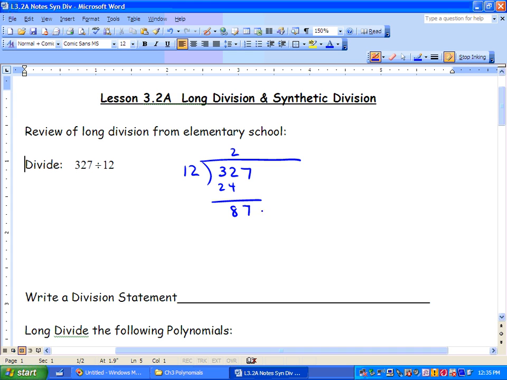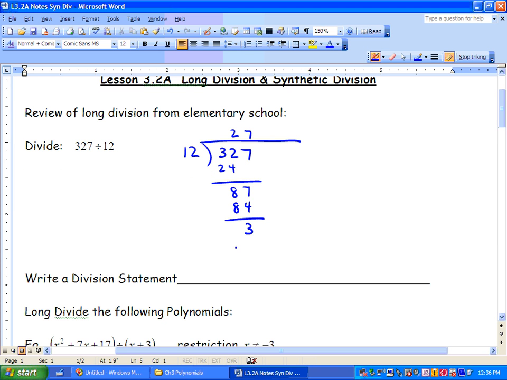You have 87, and then you're asking yourself, how many times does 12 go into 87? It goes 7 times. So once this number's on top again, you multiply the 7 times 12, and you have your 84, and you subtract one more time, and you have a remainder of 3. Okay, now we're going to take a look at what a division statement is for this as well.